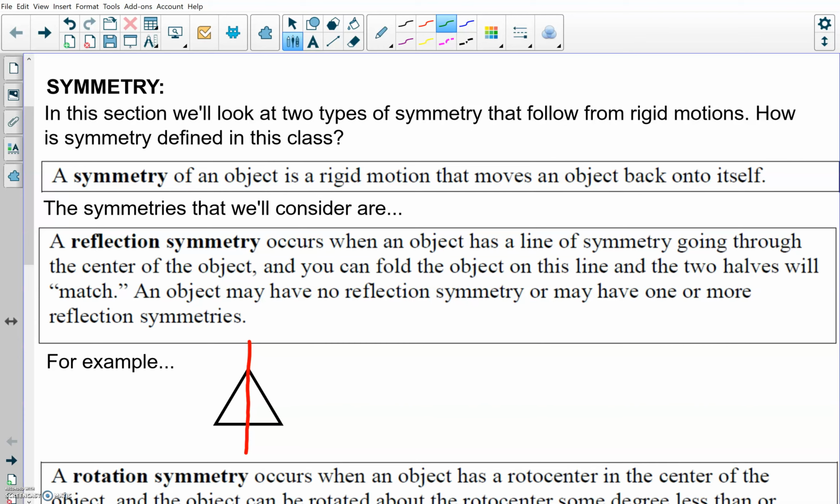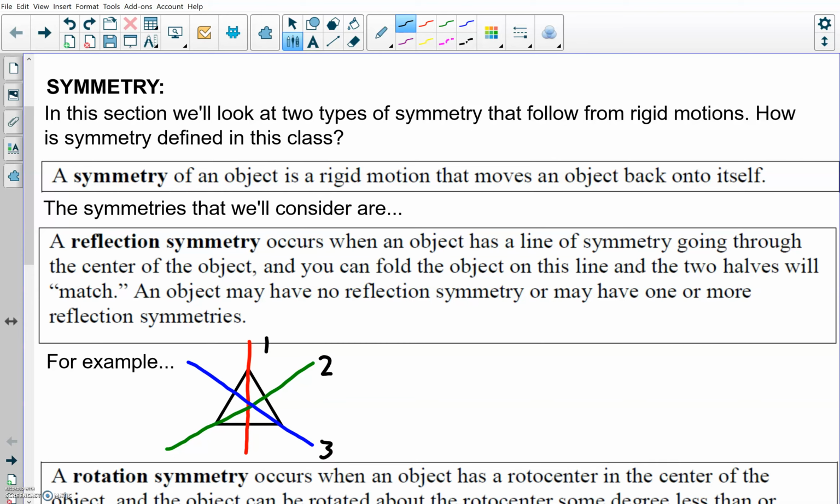You have another line of reflection symmetry going through here. Not all triangles are going to have this one because not all triangles are equilateral. And then you would have another one coming through, and that's terrible. Let me try and redraw that. Sometimes it's hard to draw on a screen. So you'd have another one there, and move that down just a little bit. So in this case, you have three lines of symmetry. You've got 1, 2, 3.